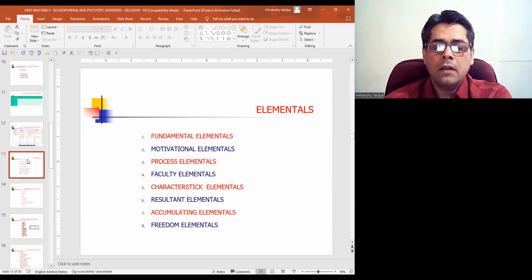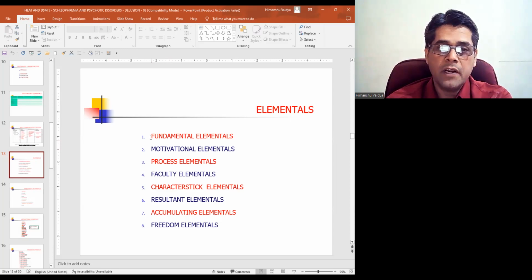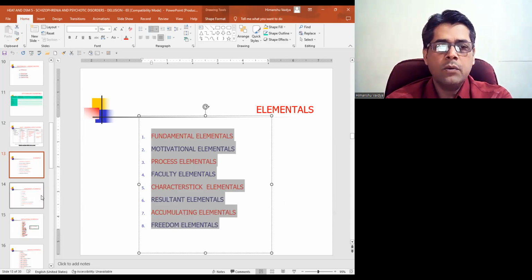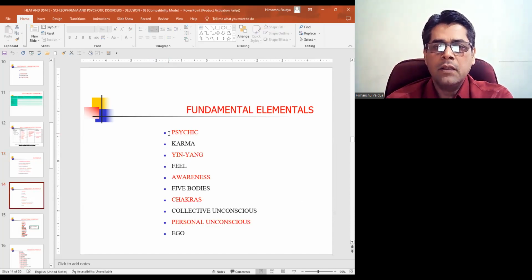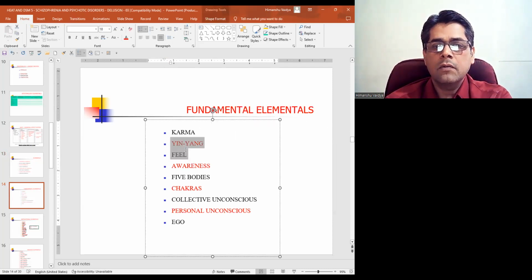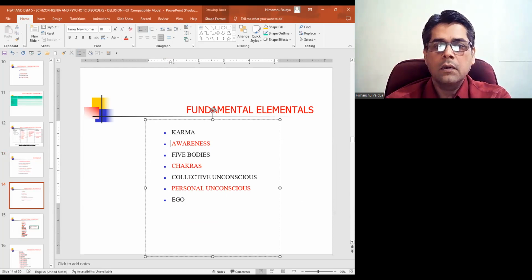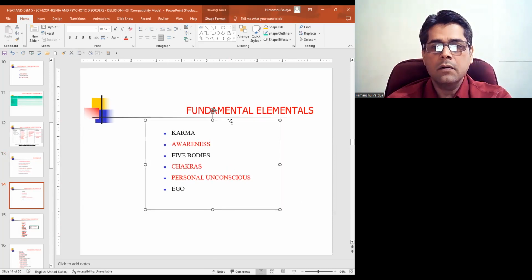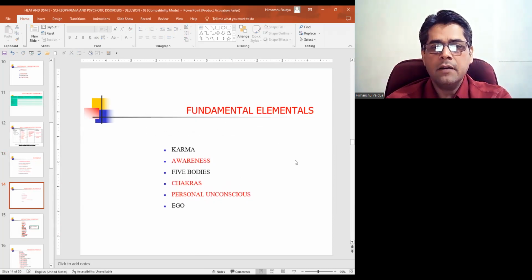We then come to the elementals, the deepest part of the HEAT model. And as we know, there are 8 types of elementals that we have discussed. Let us go into them one by one. In this delusion, you can remove psychic. You can remove some others. So these are the elements at work in terms of the elementals.